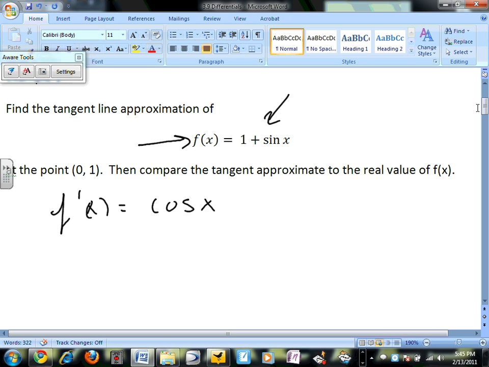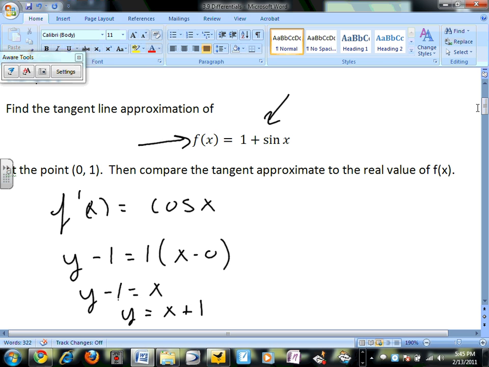So now let's write the equation of our tangent line at this point. We have y minus 1 equal to 1 times x minus 0. And so I have y minus 1 equal to x. So our equation for our tangent line is y equal to x plus 1.